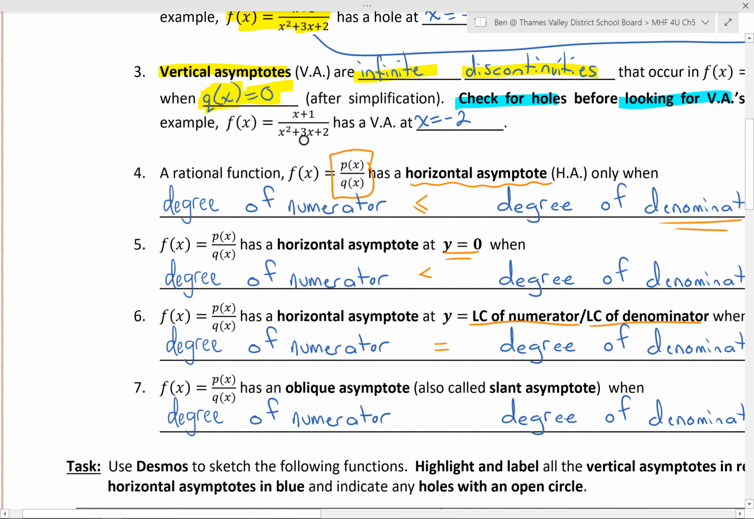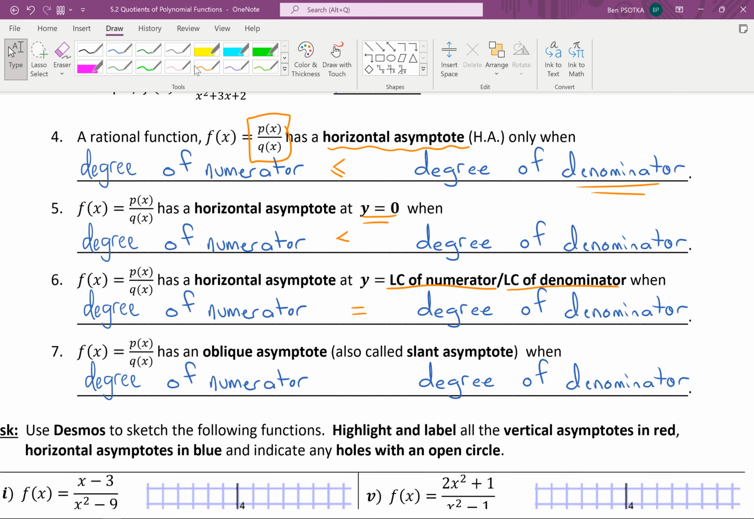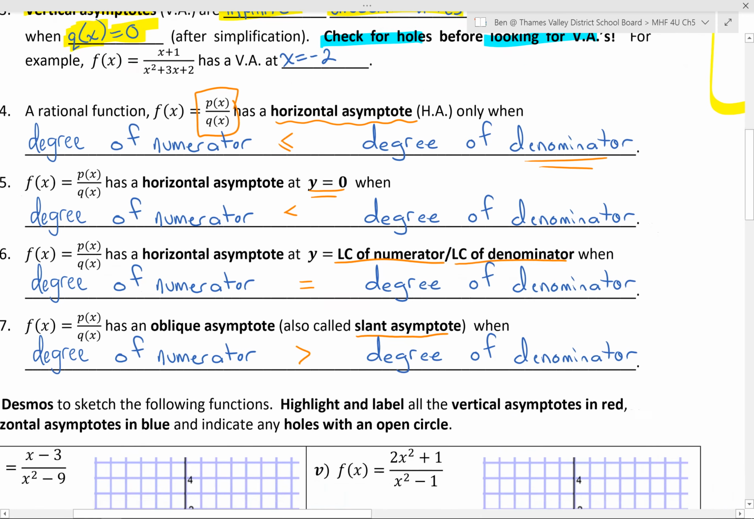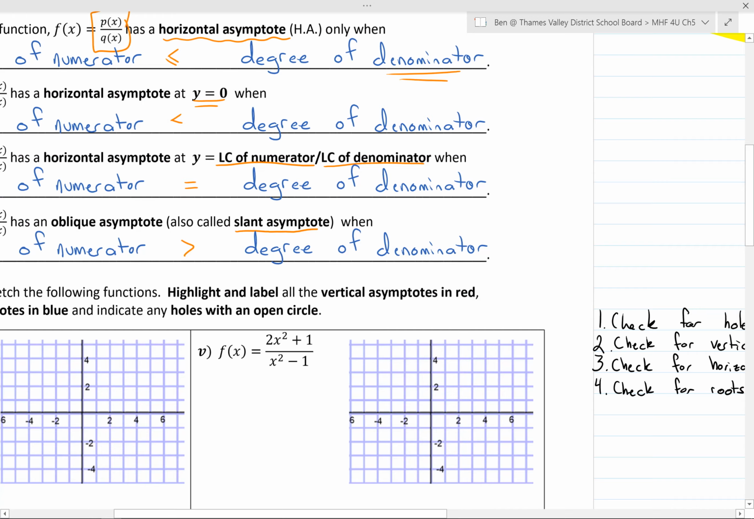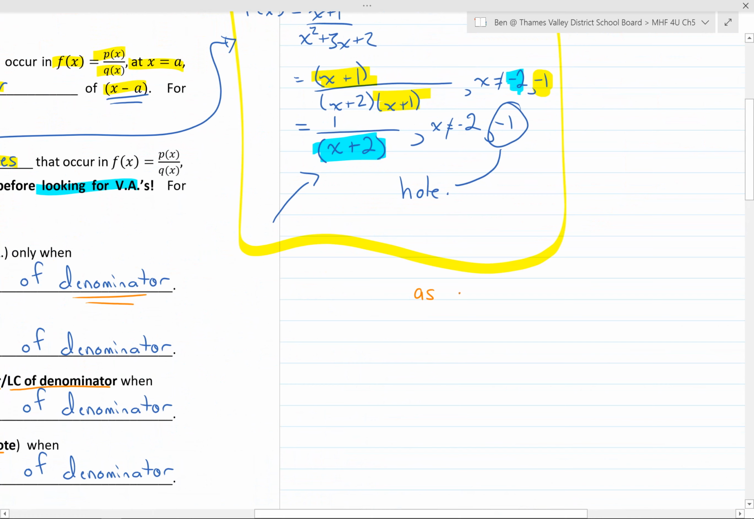All right, and lastly, folks, one more in here. My rational function will have, oops, we're working in orange, what we call an oblique asymptote or a slant asymptote if the degree of my numerator is greater than the degree of my denominator. Now, a slant asymptote we would sketch, you know what, you will see as we go along. A slant asymptote is where as, say, x approaches infinity, y might approach x plus 3 or something like that.